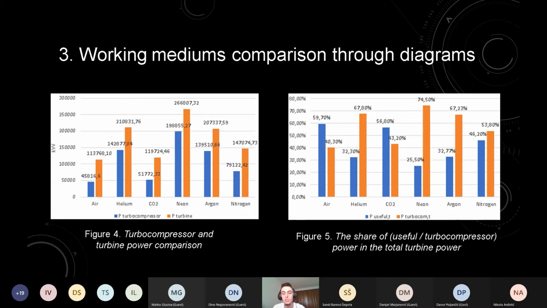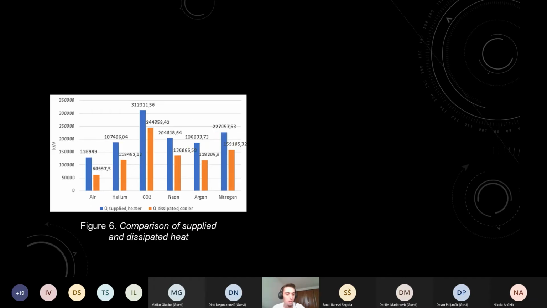This comparison shows that the total share for each observed turbine is the sum of both mentioned powers, which sum must always be equal to 100%. Third comparison is between the heat supplied to the heater and heat that is dissipated to the cooler. The air had the lowest supplied heat, while the carbon dioxide had the highest value of supplied heat. Lowest dissipated heat again belongs to air, while the highest belongs to carbon dioxide, as shown in figure 6.